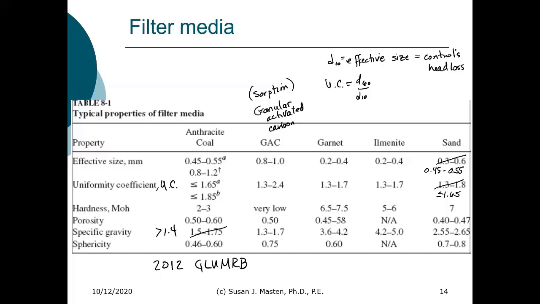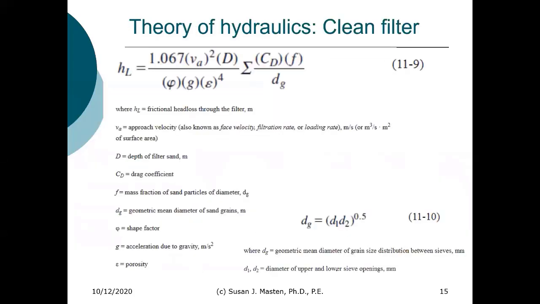Last thing that I haven't mentioned is porosity. And the porosity is the volume of the voids divided by the total volume. So that's the porosity. There are a number of equations that are used to relate head loss to the various different parameters that we measure. This is just one of them.